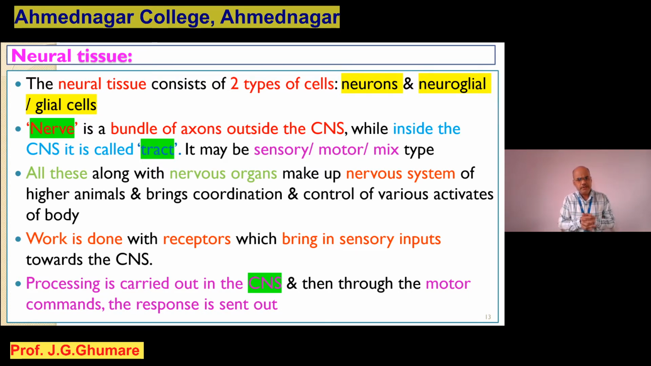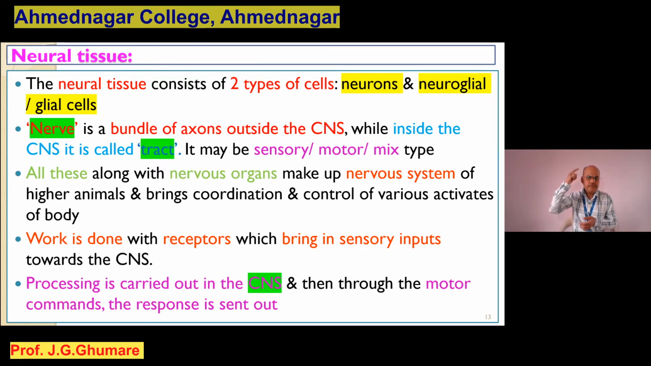Control and coordination of different activities present in the body is done with the help of a receptor, which brings sensory input toward the central nervous system. For example, the eyes are a receptor which takes the information that is carried with the help of a nerve to the central nervous system. Processing is actually carried out in the central nervous system.